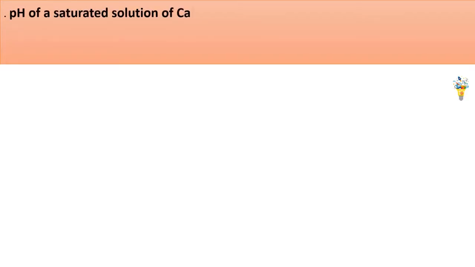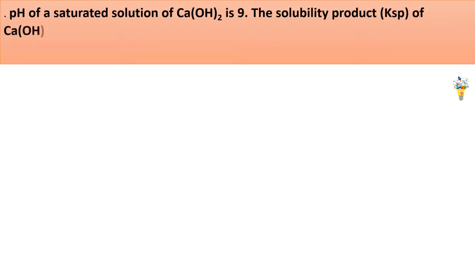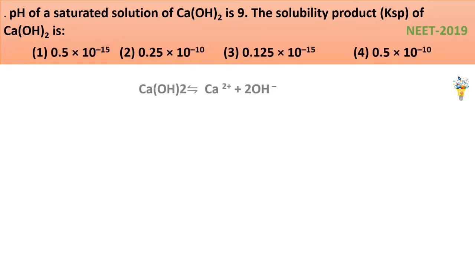Next question from NEET 2019. Here the pH of the saturated solution of calcium hydroxide is given. The pH is equal to 9, and the question asks for the solubility product of the calcium hydroxide. Various options are given. Here, calcium hydroxide dissociates to give Ca2+ and 2 OH- ions. That is, 1 mole of calcium hydroxide dissociates to give 1 mole of Ca2+ ion and 2 moles of hydroxide ion.